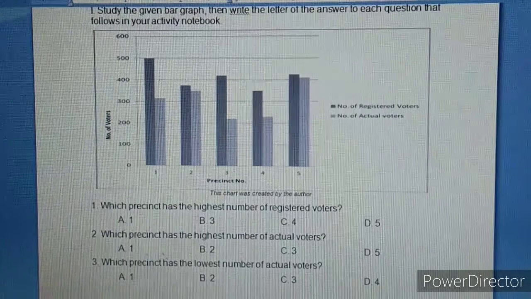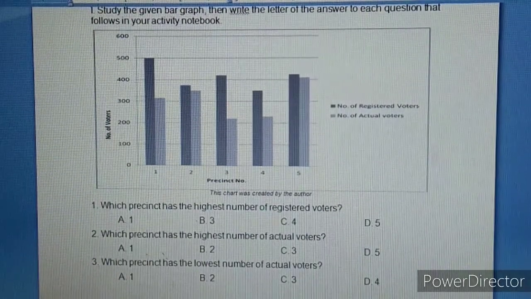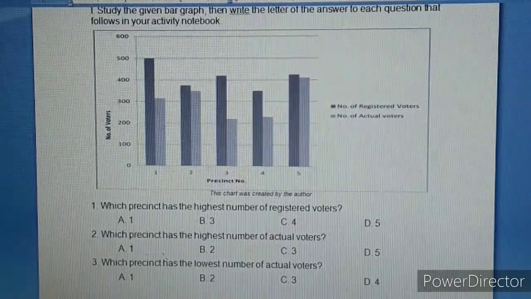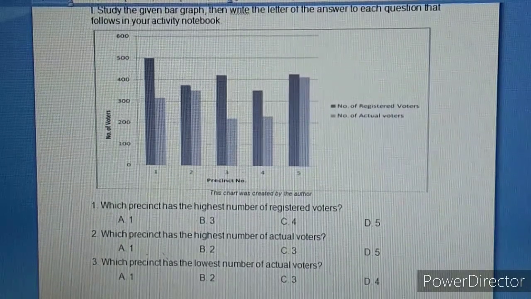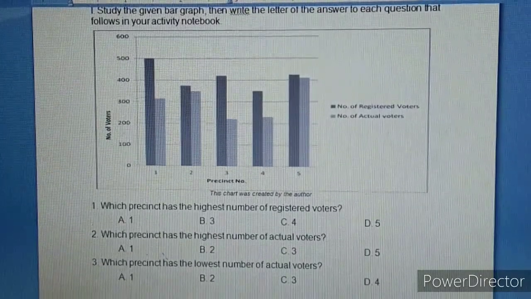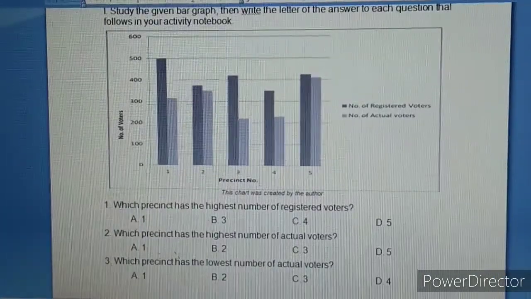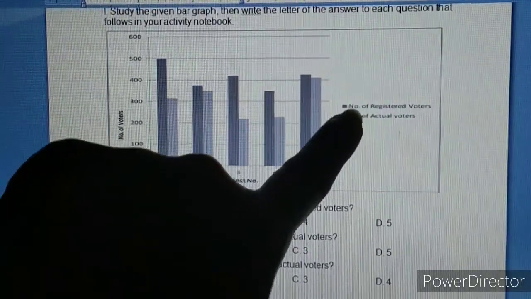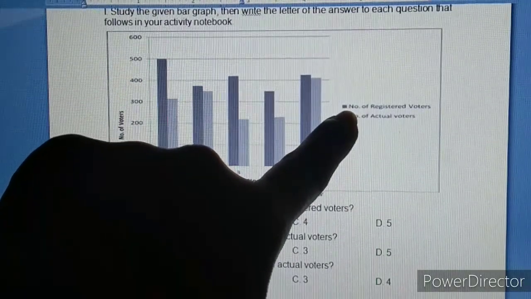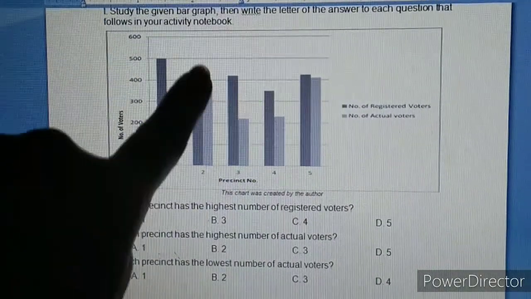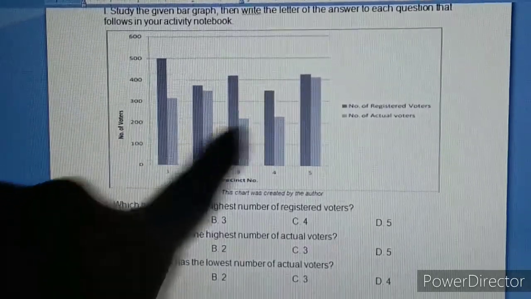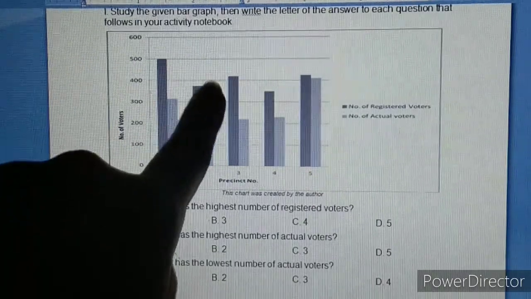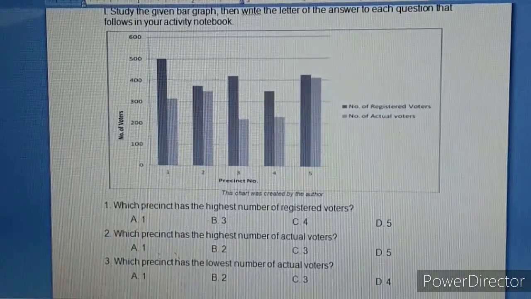Okay, what do you think is the correct answer for number 2? Okay, the highest number of actual voters is, we have letter D, which is number 5. Again, I would like to remind you of the legends. So the darker shades mean number of registered voters. The lighter shade means number of actual voters. So this one, the lighter one. So that's it.